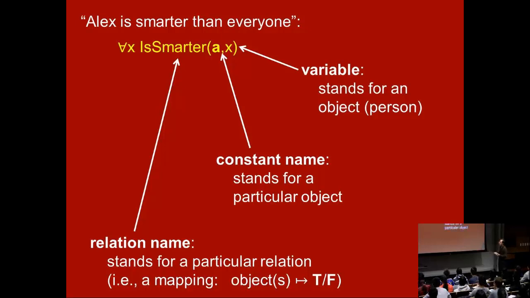A, I put it in boldface here. A is a constant name. It stands for a particular object. In this case, Alex. Actually, there are many Alexes here. So last time I taught this, there was exactly one Alex in the class, so it was perfect.